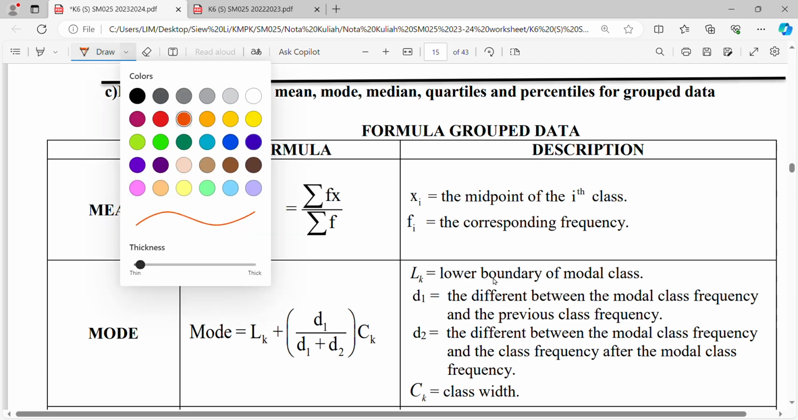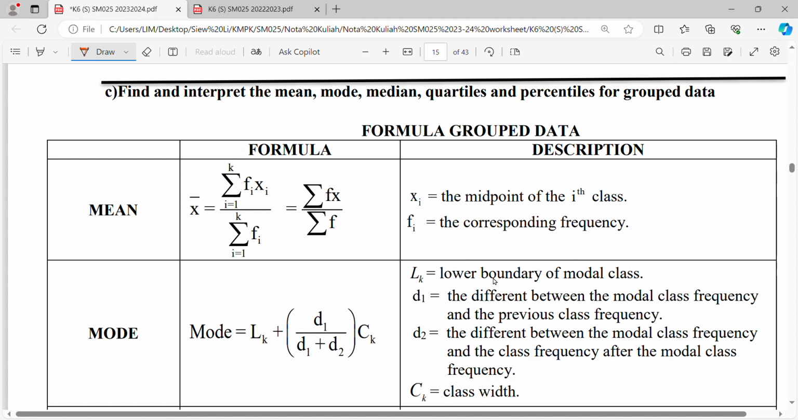So for this, we're going to study the measurement of locations: mean, mode, median, quartile, percentile for group data. Alright, for group data. So first look at your mean.